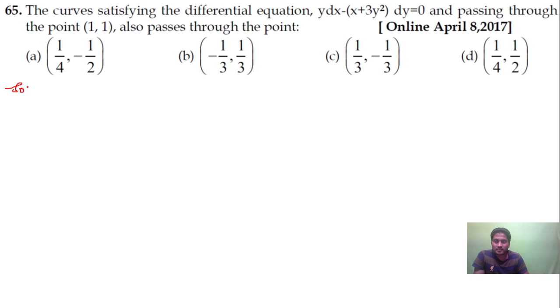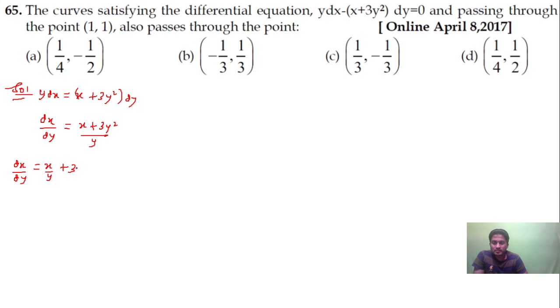Okay, the curve satisfying the differential equation y dx is equal to (x plus 3y square) dy. I can write this as dx by dy is equal to (x plus 3y square) whole divided by y. Now dx by dy is equal to x upon y plus 3y. So this is dx by dy minus x by y is equal to 3y.